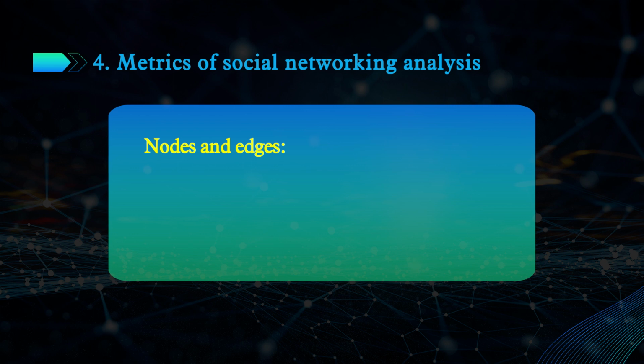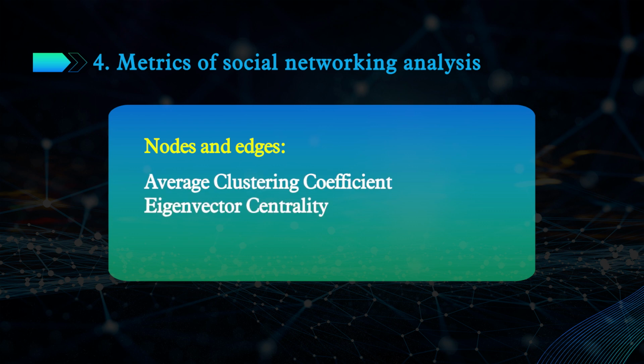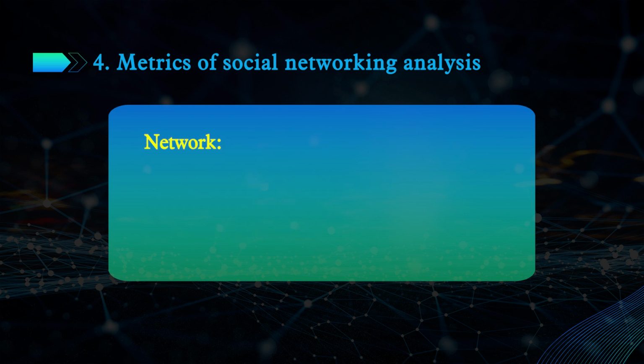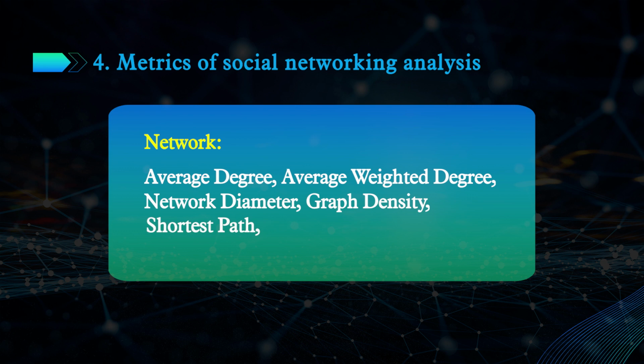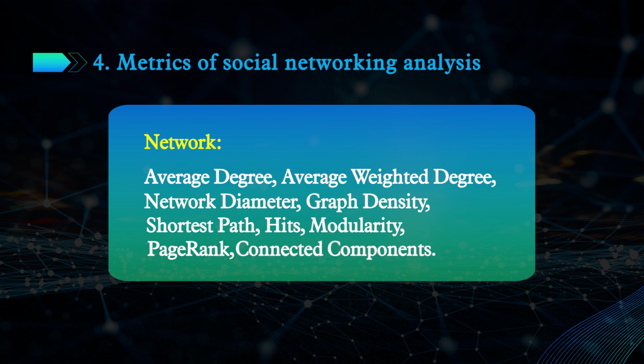Some metrics of social network analysis. The metrics about nodes and edges include average clustering coefficient, eigenvector centrality, average path length, etc. The metrics about the network include average degree, average weighted degree, network diameter, graph density, shortest path, HITS, modularity, PageRank, connected component, etc.